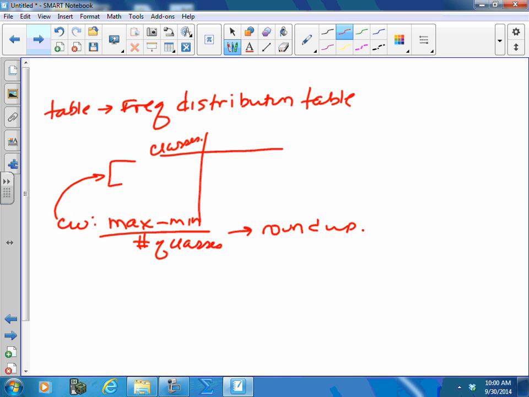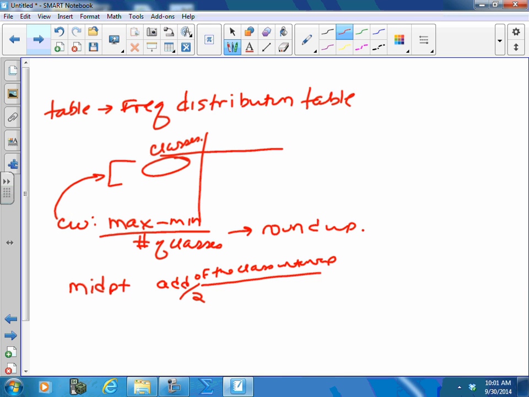How do you find the midpoint of something? Add them together. Good. Add together and divide by 2. Add the maximum and minimum of your class. And don't forget, if you take your class width, you can add your class width all the way down. You don't have to do each individual midpoint.